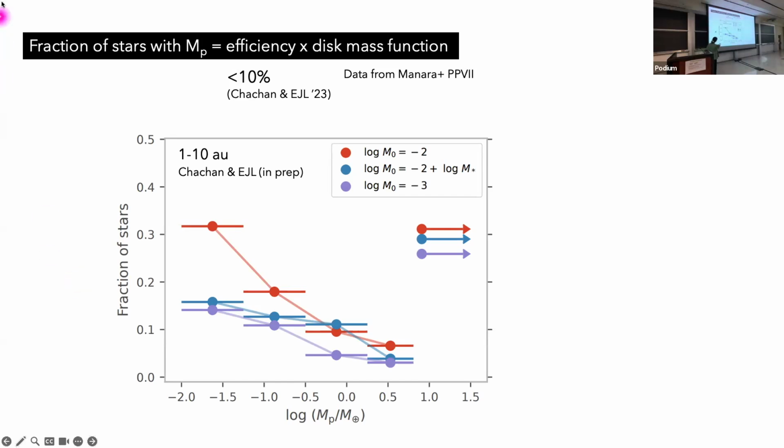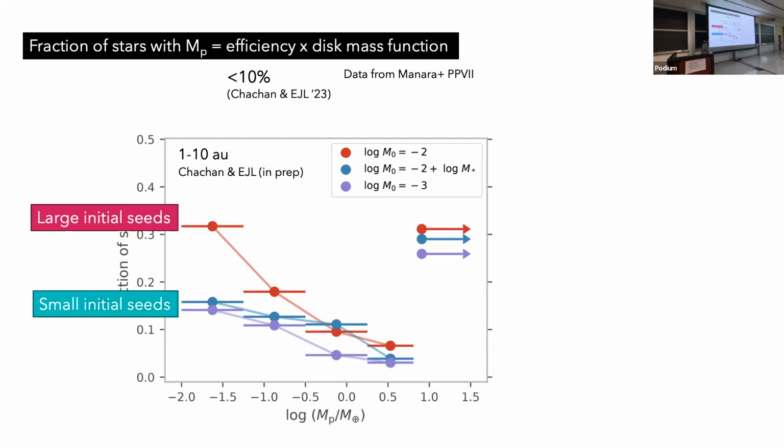You see some curves going pretty steeply while others are not. So that actually could be used as a way to probe the initial states of these protoplanetary systems. First of all, if you have large initial seeds, then you don't need as much mass within the disk to grow it up to the target mass. So the fraction of stars having that mass would be higher as compared to starting with the smaller initial seeds. So it's a combination of the required mass content and the fact that the disk mass function is bottom heavy.